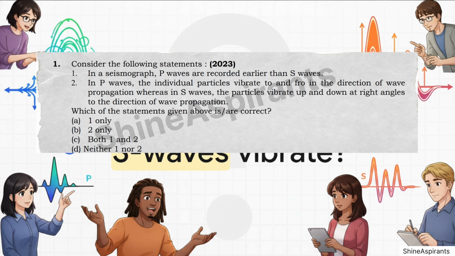Question 3, UPSC Prelims 2023. Consider the following statements. Statement 1, in a seismograph, P waves are recorded earlier than S waves. Statement 2, in P waves, individual particles vibrate to and fro in the direction of wave propagation, whereas in S waves, the particles vibrate up and down at right angles to the direction of wave propagation. Option A, 1 only. Option B, 2 only. Option C, both 1 and 2. Option D, neither 1 nor 2. Pause 8 seconds.